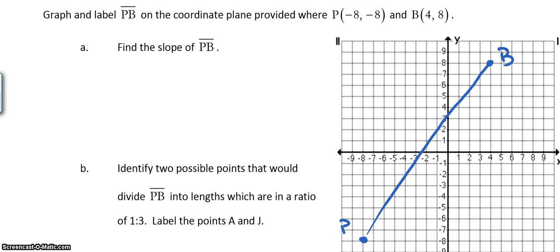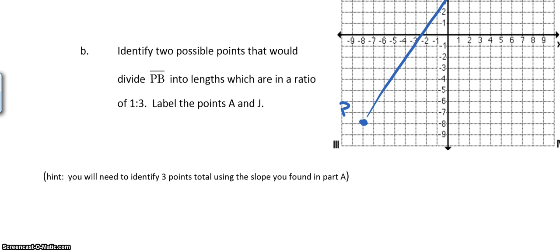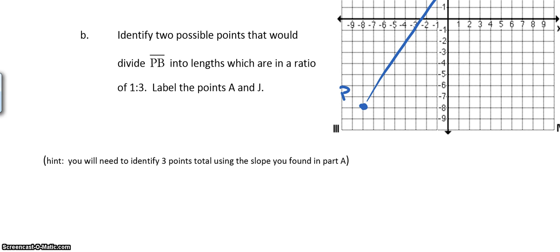Now, first it says find the slope. So remember, our slope is rise over run, or you can use the formula. Now I'm going to let you go ahead and find that on your own. You do rise over run, or you can use the formula. You learned that in our video the other night. Now part B says identify two possible points that would divide segment PB into lengths which are in a ratio of 1 to 3. Label them points A and J.